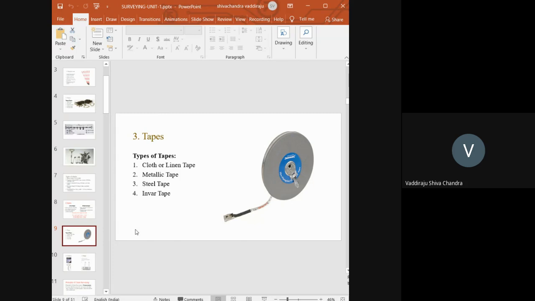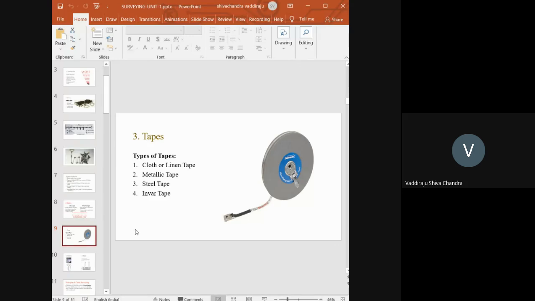You take any tape. On one side, one set of units will be there, and on the other side, another set of units. What are those units? Centimeters, inches. So on one side you'll have inches, and on the other side you'll have centimeters or meters. Most of the tapes will be in the same form, whatever the tape may be.